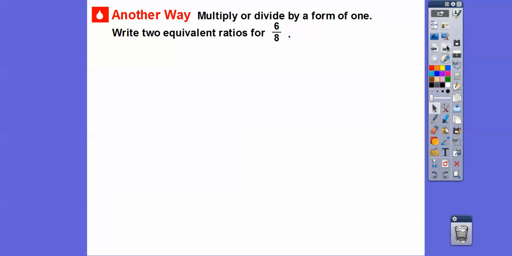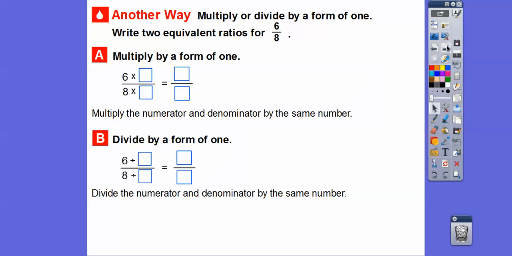All right, so here's another way, you guys. We can multiply or divide by a form of 1. So let's go ahead and write 2 equivalent ratios for 6/8. Okay, so here we're going to multiply by 1, and here we're going to divide by 1. But our 1 is going to be the same number on top and on bottom, because remember, any number over itself equals 1 right here. So we can multiply 6 times any number as long as we multiply 8 times the same number. I think I chose 3 right there, so I put 3 on both of them. You just got to make sure you do the same number on top and on bottom.